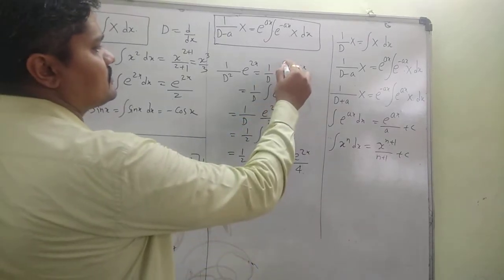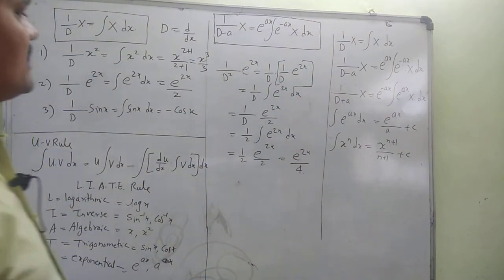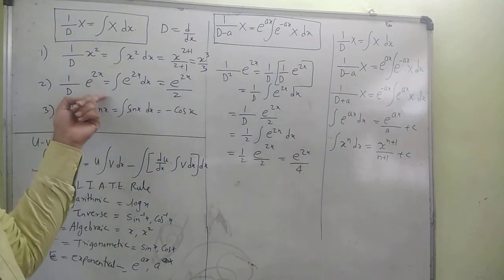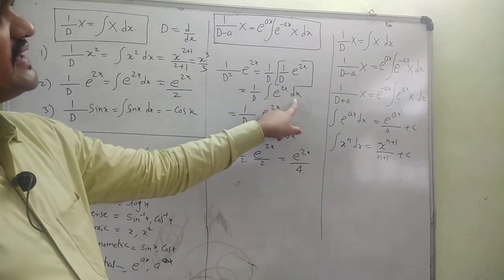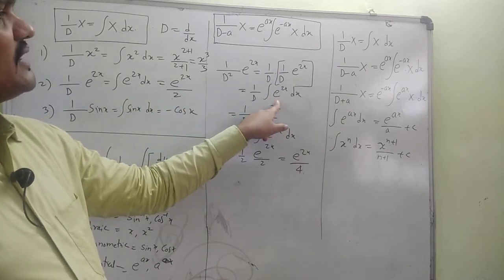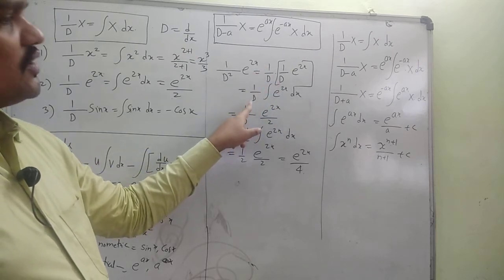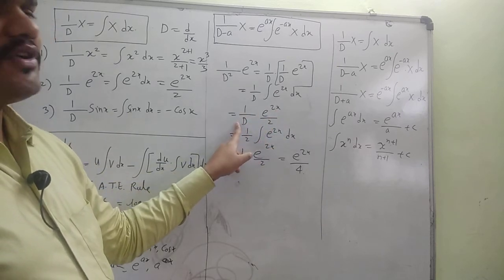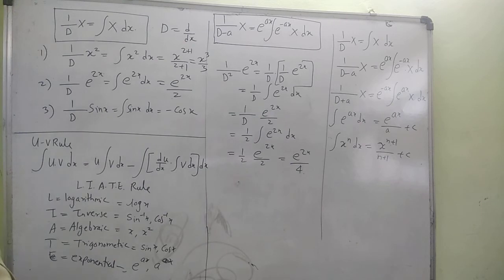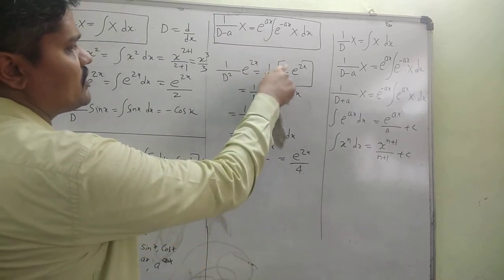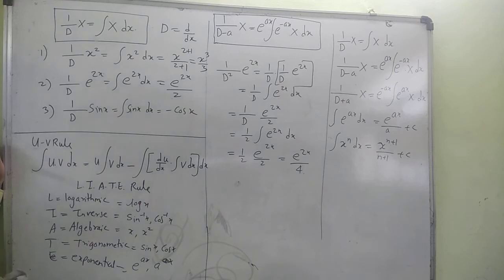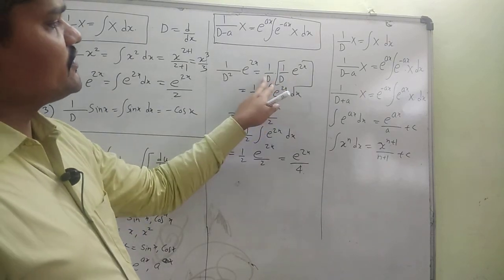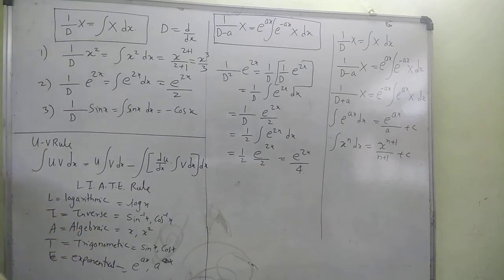The first part, as we have solved here, in a similar manner, 1 upon D is considered as integration of dx of the given function, and the other 1 upon D is kept aside. Once we solve this integration, that is e raised to 2x upon 2, we will use the other 1 upon D again as an integration. So this is how we solve 1 upon D square, 1 upon D into 1 upon D. We separate them out, first taking integration for this, then for this part, and we will get the answer.